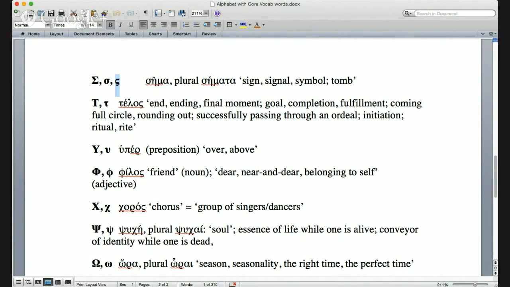But what we do have here is a core vocab word starting with sigma, sema. Sema, and the plural, semata, meaning a sign or a symbol. And it can also mean a tomb, which is a sign or a symbol.